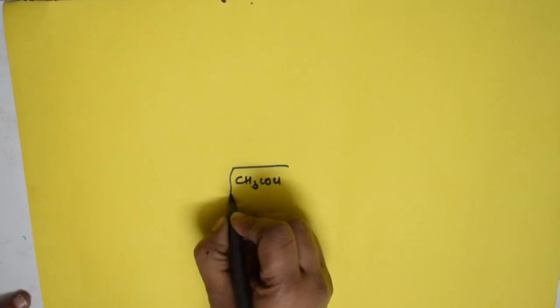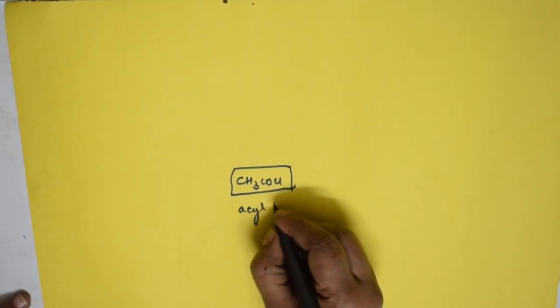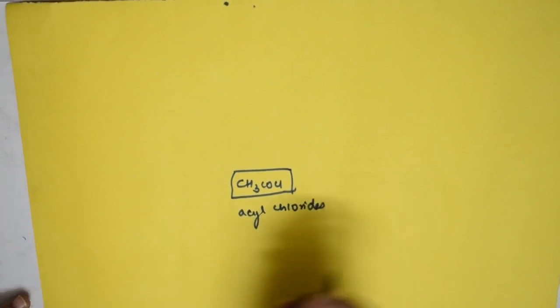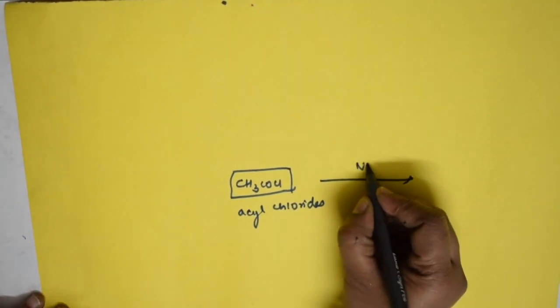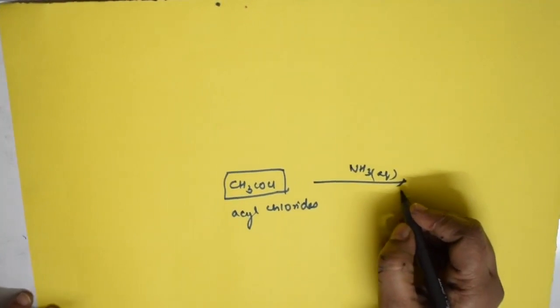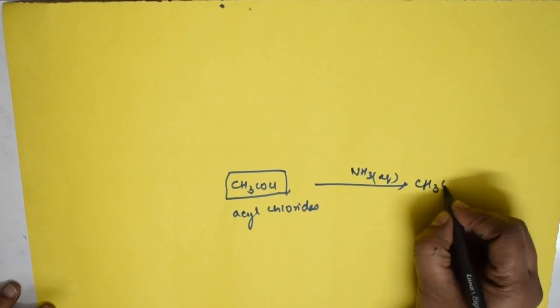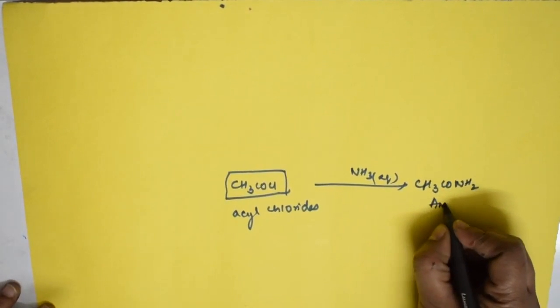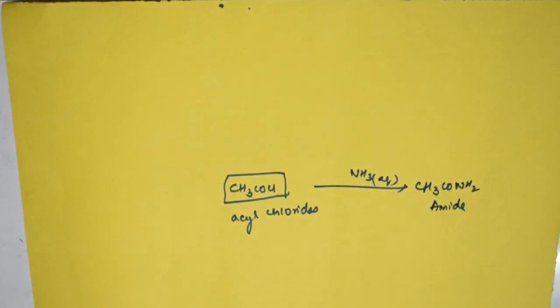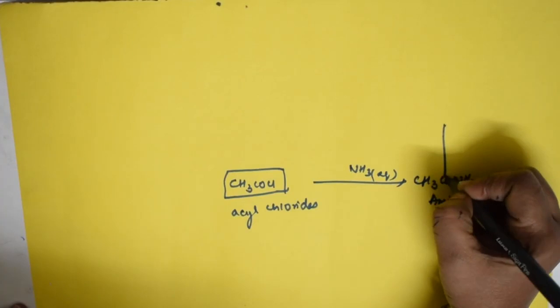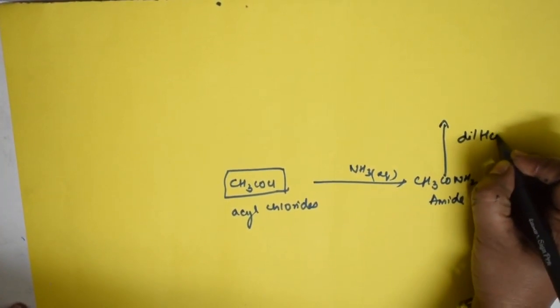Now I said the acid is getting converted to acyl chlorides, the last one. So if I take acyl chlorides, CH3COCl, that is your acyl chloride, to this acyl chloride you are introducing aqueous ammonia. What do you get? See here, HCl comes out, breaking the bond, and you get CH3CONH2. What is this? This is an amide. Correct, students?